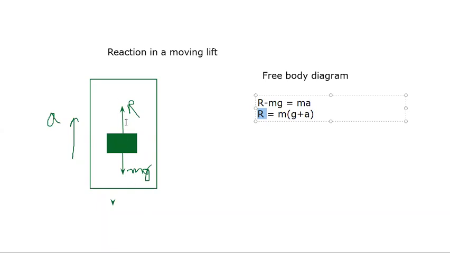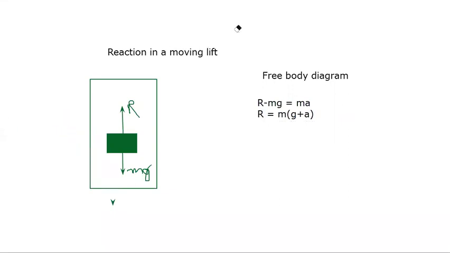If you place a weighing machine or a spring balance here, you will see that the spring balance will not show mg, but it will show R. Your weight was mg, now it has become m(g plus a). So you are feeling an increase in weight. Whenever the lift goes up, you feel an increase in weight. Understood?